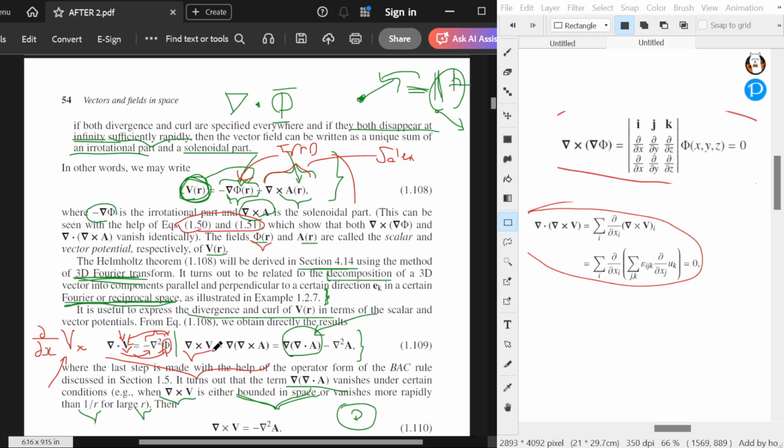Negatives. Well, let's go to this one. The curl of V. The curl of V is i, j, k, del x, del y, del z, then we have Vx, Vy, Vz. Okay. Oh my God. Curl of V equals this. Oh my God.